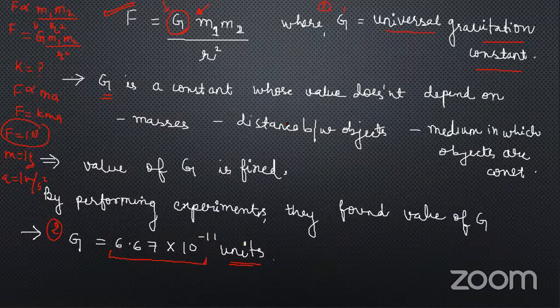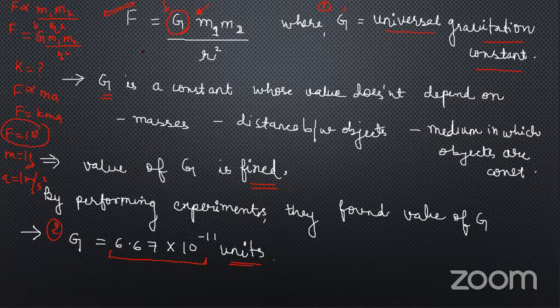It will always keep its value equal to 6.67 into 10 to the power minus 11, whether the object is kept on earth, whether it is in the universe, it doesn't matter. G will be fixed as 6.67 into 10 to the power minus 11. So the value of G is fixed. This is the third conclusion which I have given for G. One more thing I'll tell you about G, that is the unit of G. But first of all, note it down.